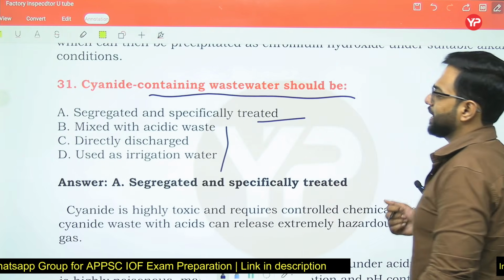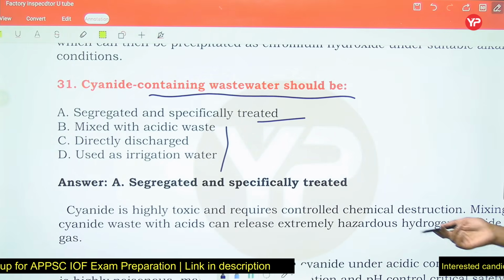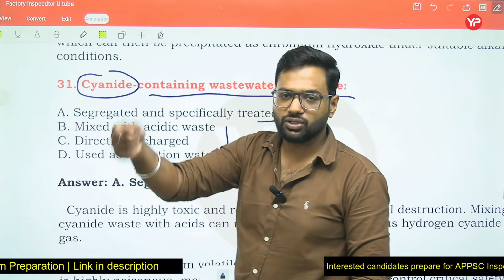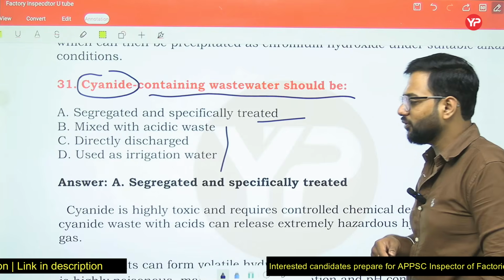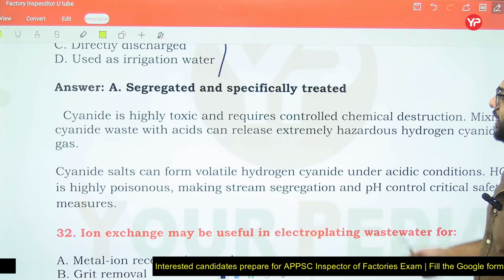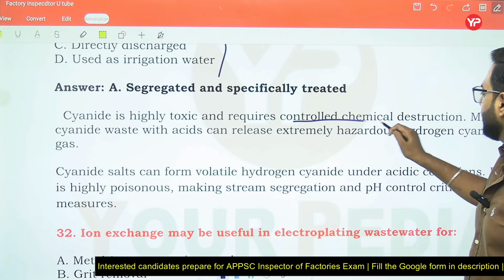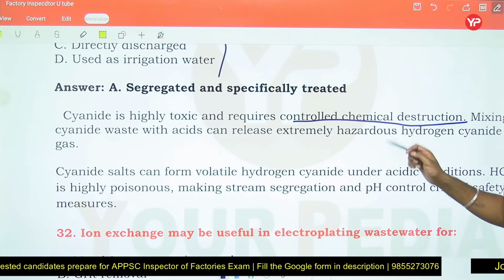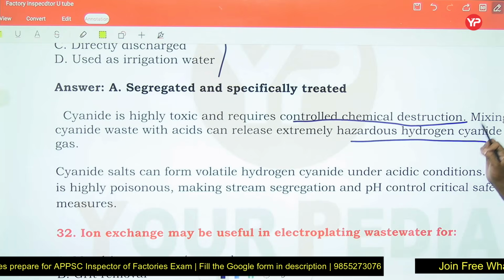It should be segregated and specifically treated, because again we are talking about cyanide and it is highly toxic. So we have to segregate it from the water and treat it specifically. Cyanide is highly toxic and requires controlled chemical destruction. Mixing cyanide waste with acids can release extremely hazardous hydrogen cyanide gas.